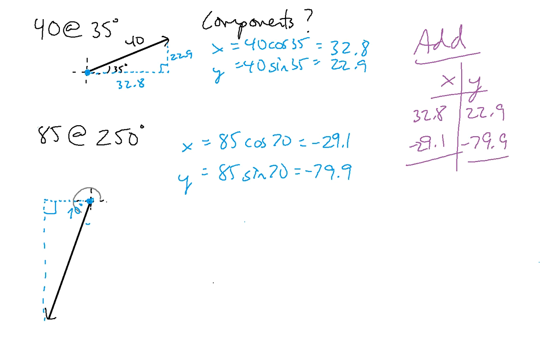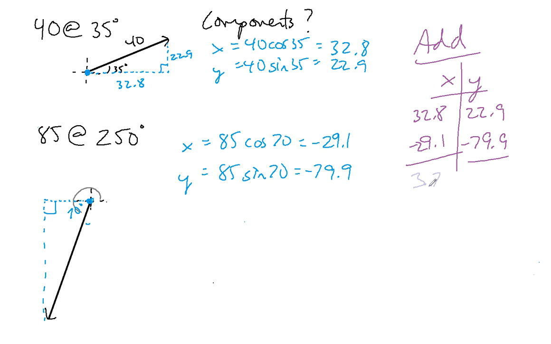So I got 32.8, and I've got the minus 29.1, and that leaves me with an x component of 3.7, which tells me right now that this thing isn't going very far sideways anymore. Okay, where am I getting my answer?